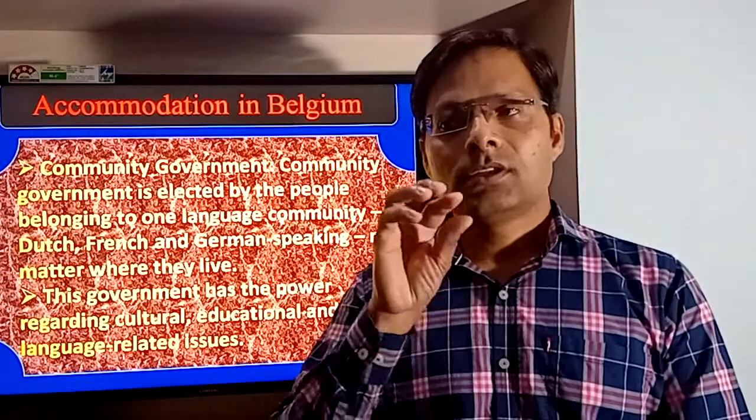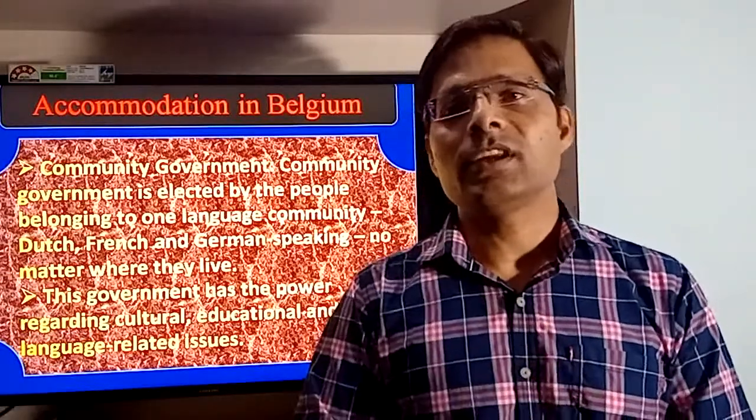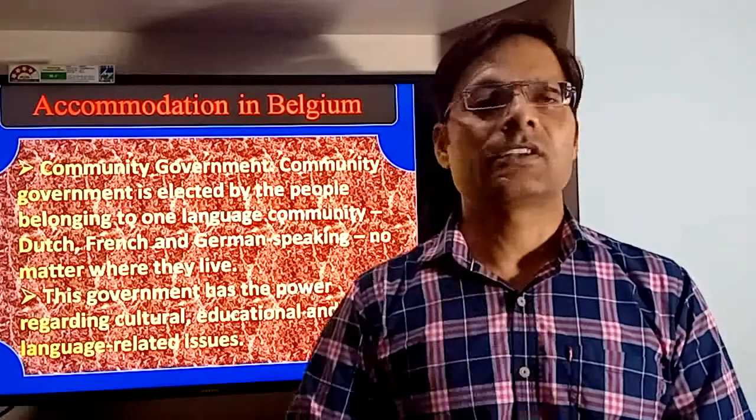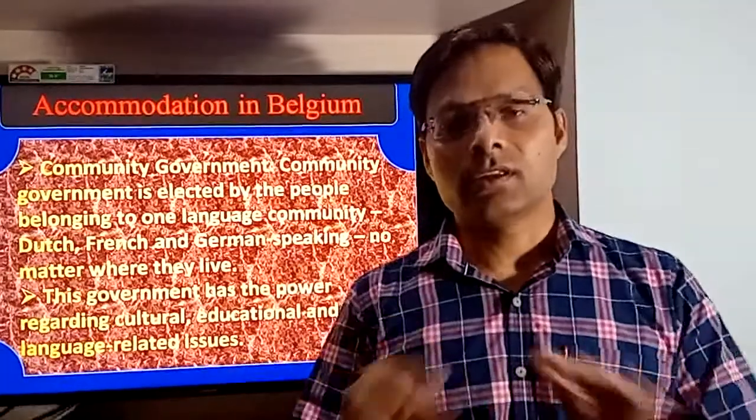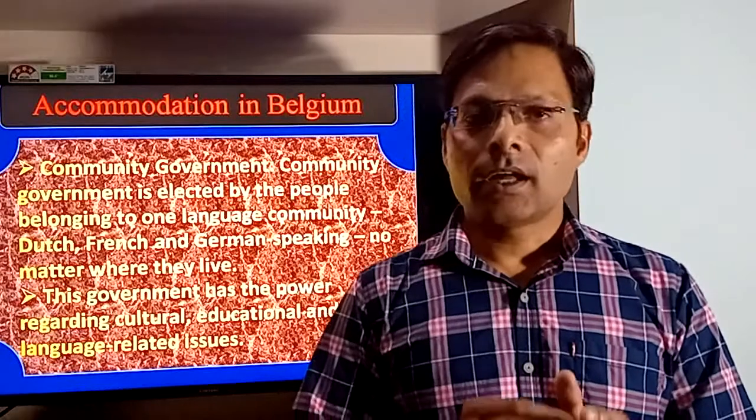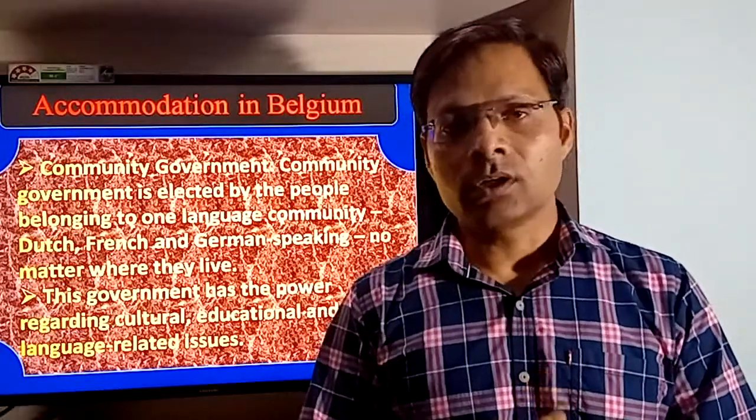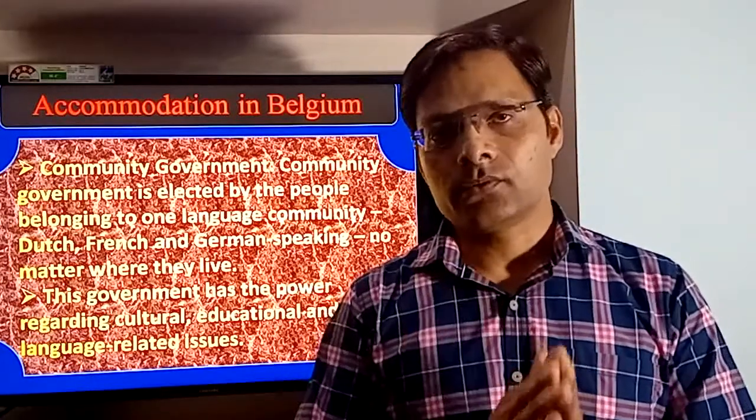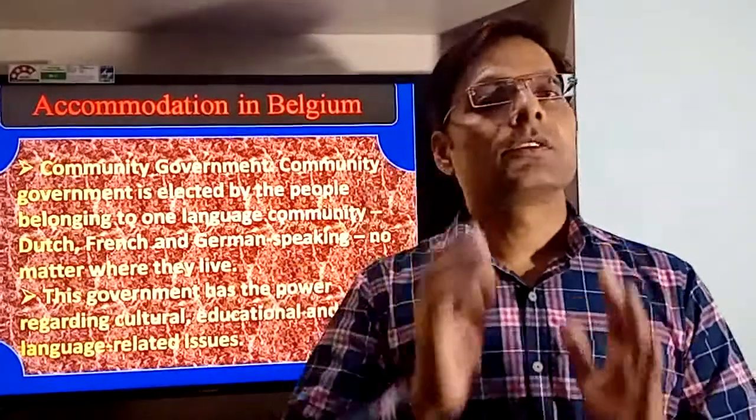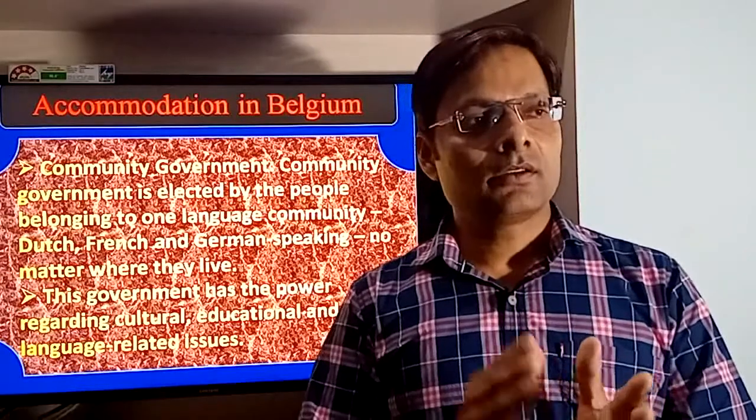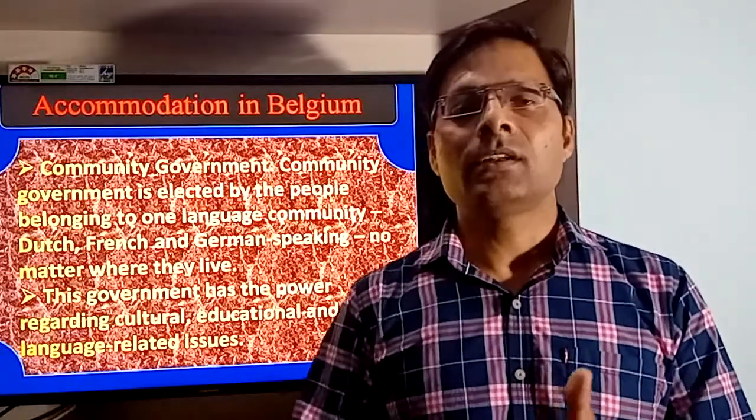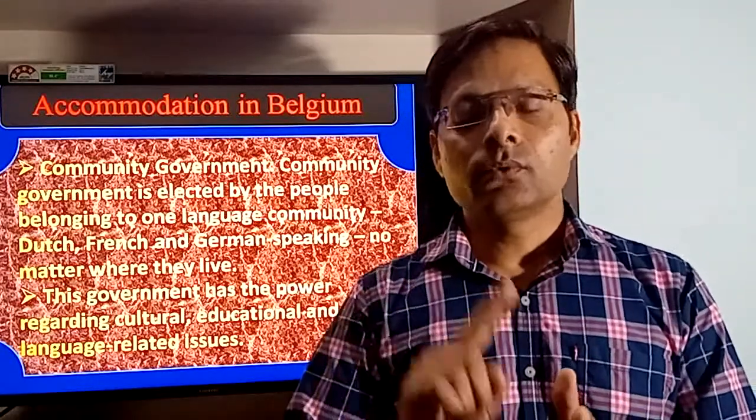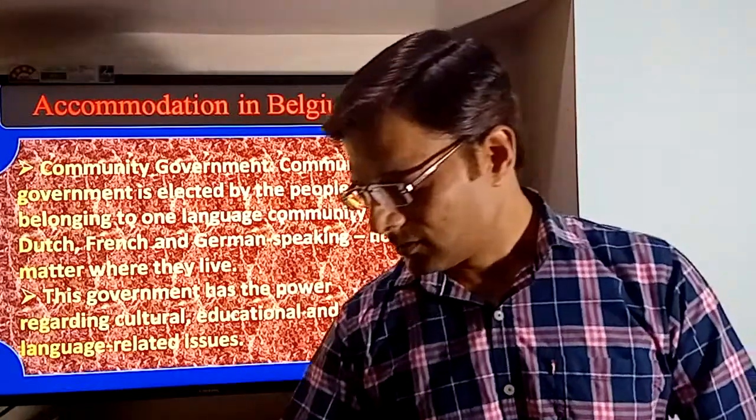And when the election for the Dutch community government is being conducted, only Dutch speaking members will be casting the vote, no matter where they are living in the whole country of Belgium. This government has been given power regarding cultural issues, and educational and language related issues. So this is how you can see four governments here. One is the central government, one is the state government, another is the government at the center, Brussels, and the fourth government is the community government.